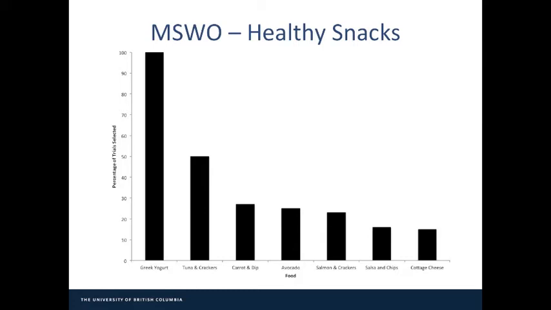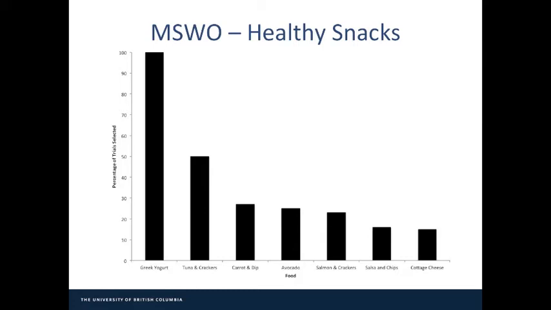So you'll see that Greek yogurt, as it turns out, he loves it, which isn't surprising because one of his other favorite foods is goat cheese. So Greek yogurt is super preferred, so we didn't need to teach that. Tuna and crackers was relatively preferred. Carrots and dip, avocado, salmon and crackers, salsa and chips, and cottage cheese down at the bottom. So it gave us some good information that we didn't need to teach some things, which is great, and then gave us information about where to start our instruction.